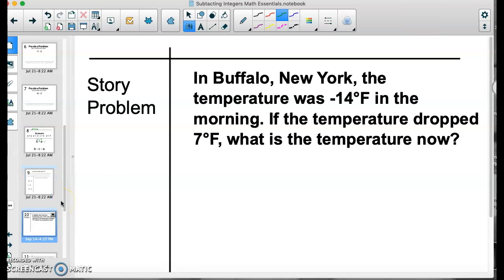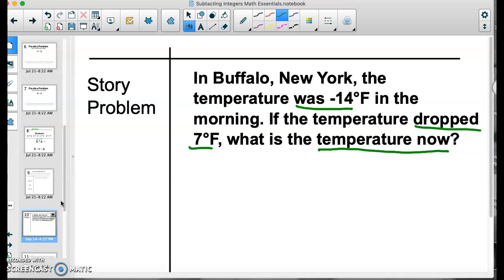All right, our daily story problem. In Buffalo, New York, the temperature was -14 degrees Fahrenheit in the morning. If the temperature dropped 7 degrees, what is the temperature now? I will help you with this one. I'll kind of walk you through this. So, in New York, we have to find the main things that we need from this to help us solve the problem. So what is the temperature now? So we have to figure out what the temperature is now. So we know what it was, -14. Okay? And then we know that it dropped 7 degrees. So now we have that information.